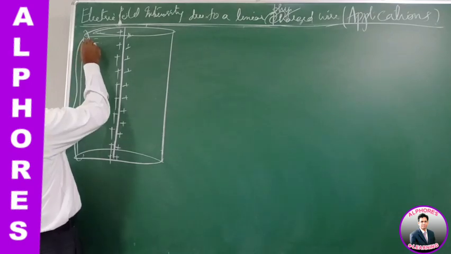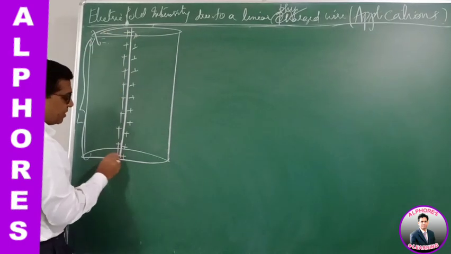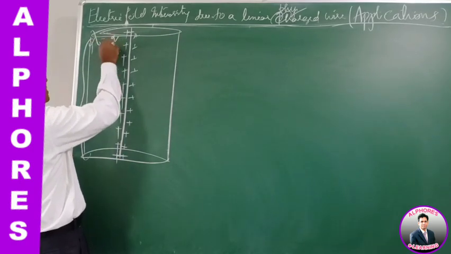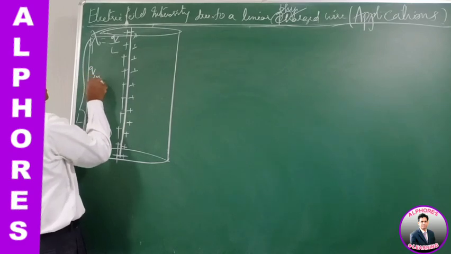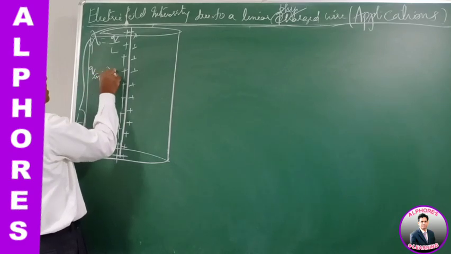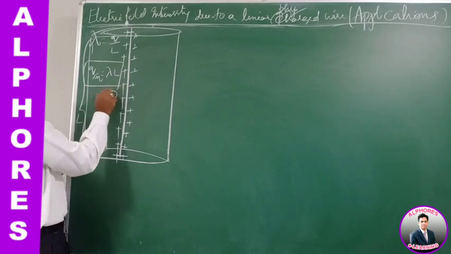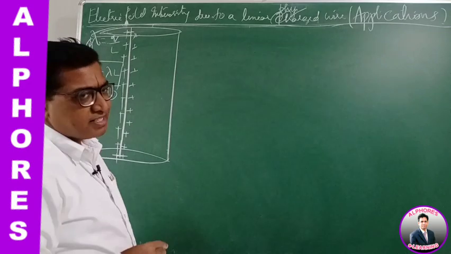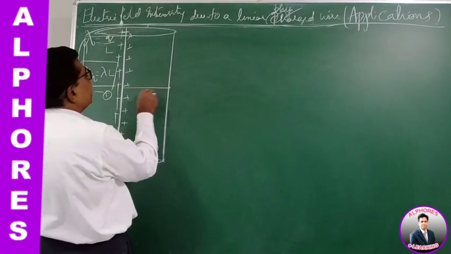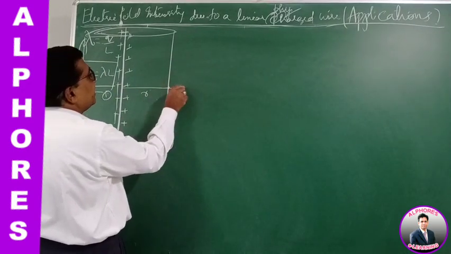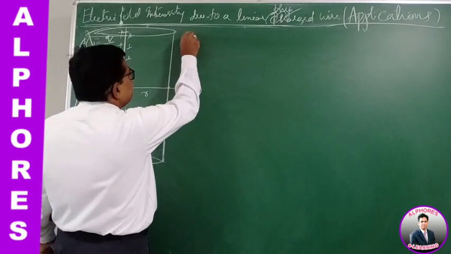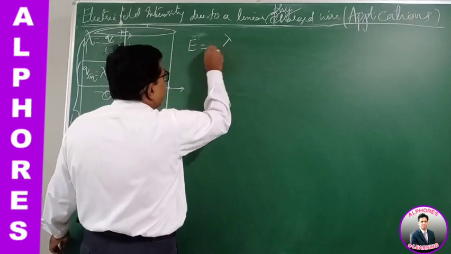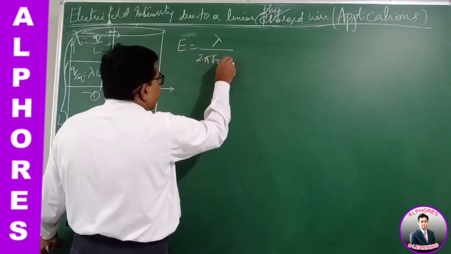Therefore the amount of charge present inside the Gaussian surface: lambda is Q by L. So the charge inside the Gaussian surface is lambda L. It is equation number 1. Later, considering the Gaussian surface at a point P at a distance R, we derived the formula for the electric field intensity. First the magnitude: E is equal to lambda by 2 pi epsilon naught R.